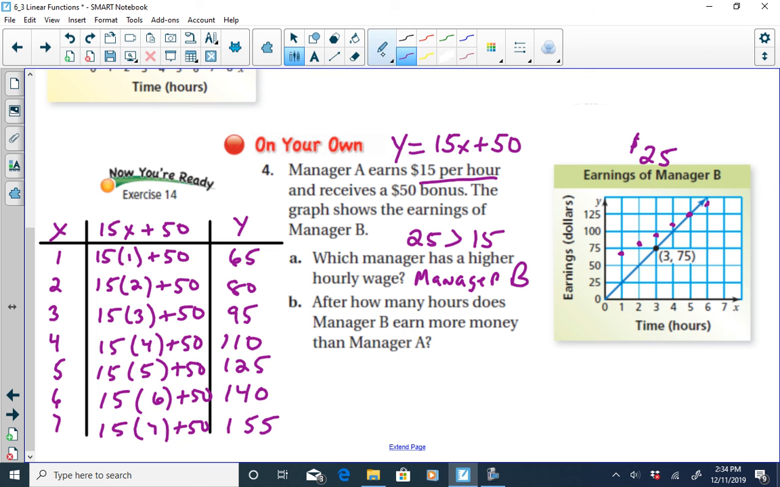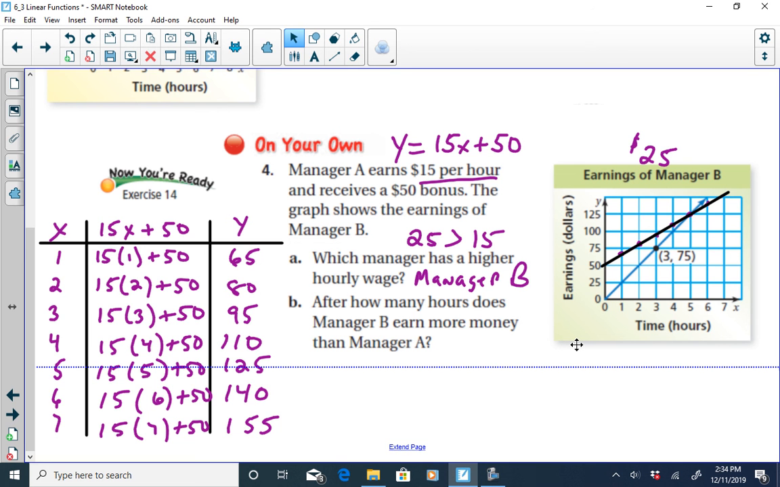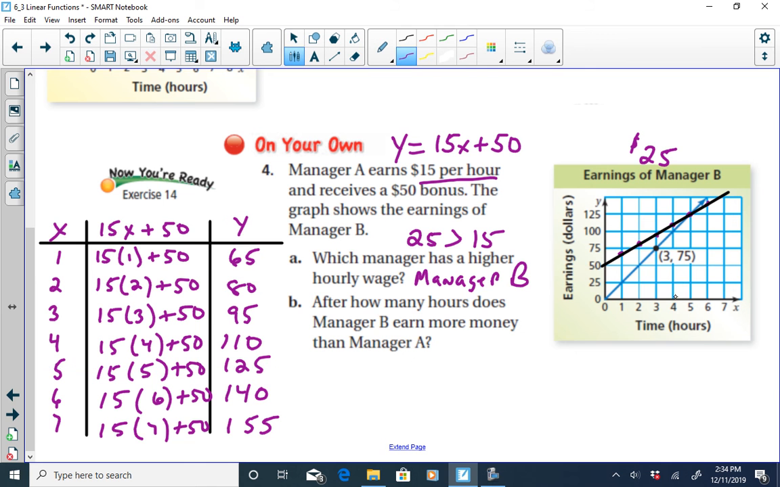All right, so I think we found the point at which one is going to be more than the other. But we have to be careful when we draw our line because we want to start at that 50. Start at the 50 and go through there. So I think that'll work. So after how many hours does Manager B make more money? It looks like at that 5 hour mark. We see that here.